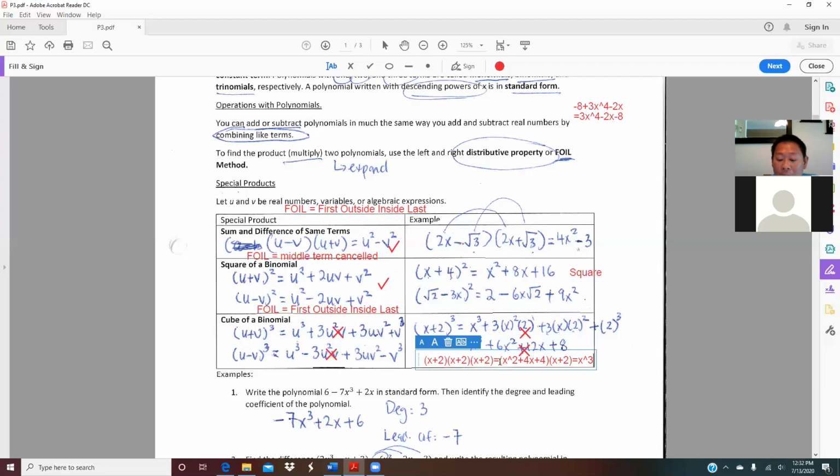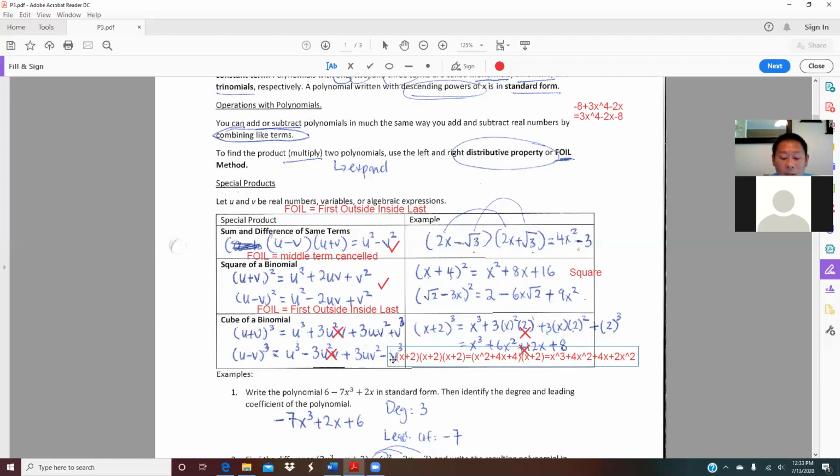And then 4x times x, you will get 4x squared. And then 4 times x, you will get 4x. So this is, I take all the first one, multiply by x. And then now I take all those and multiply by 2. So x squared times 2 is 2x squared.